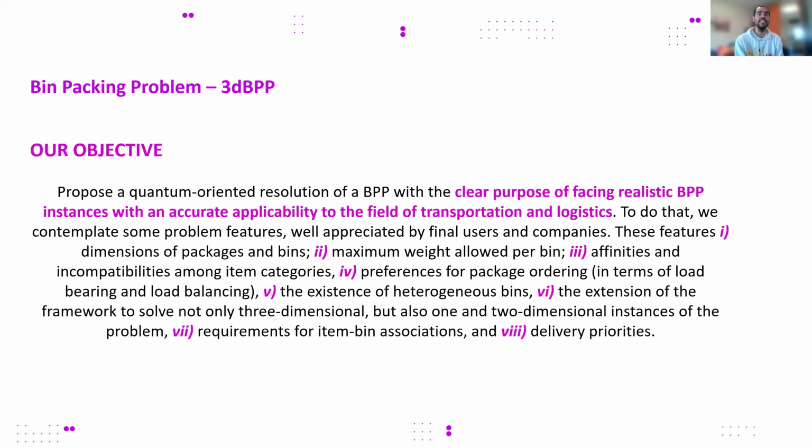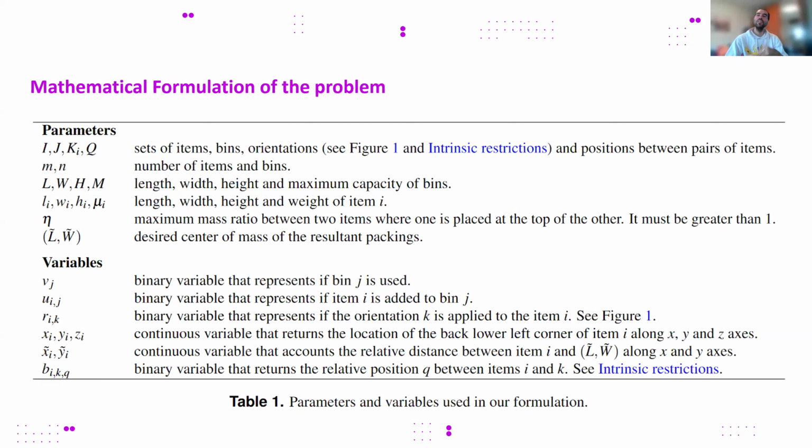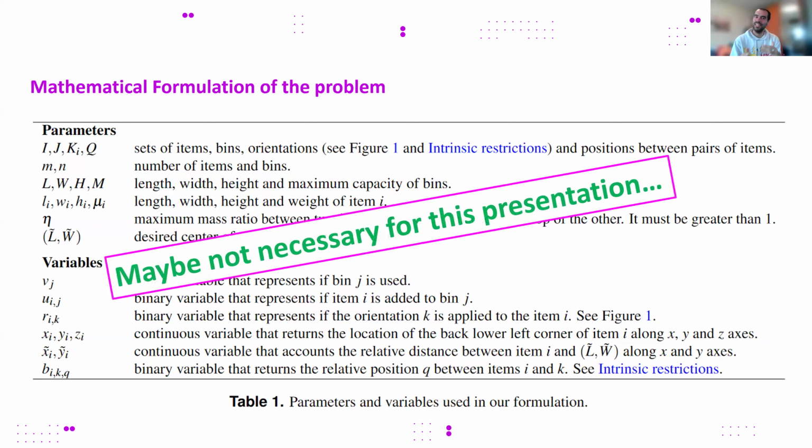So the thing is how we have made this. We take the reference code and we have extended the mathematical formulation of the problem, the CQM mathematical formulation. I can talk about this mathematical formulation, but I think that maybe this is not necessary for this presentation. I'm going to go straightforward to show how it works.